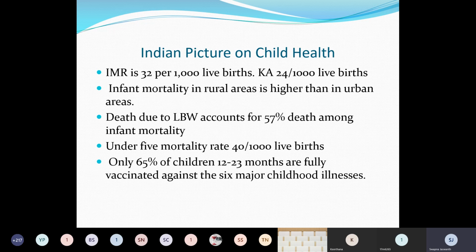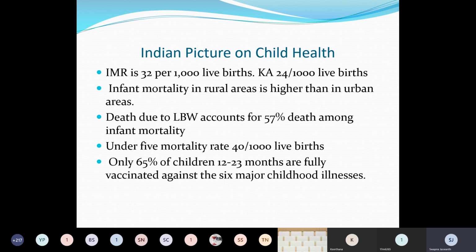The infant mortality rate, as I told you, for India is 32 per 1000 live births, and for Karnataka it is 24 per 1000 live births. The infant mortality rate is higher in the rural area as compared to the urban areas. That is because of the infrastructure present in the rural area, the presence of the medical facilities, and the various technologies available over there to provide the services to the mother.